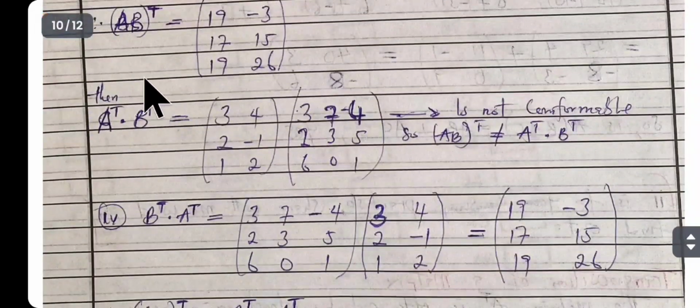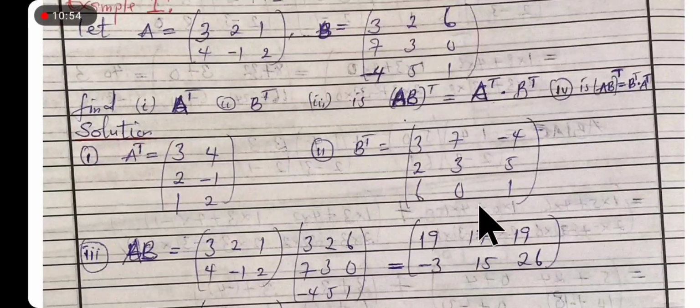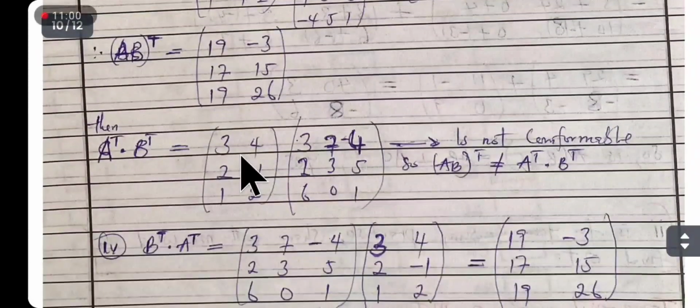Then if you are looking for the multiplication of the transposes of each of these matrices, first of all, we have already found the transpose of A and the transpose of B. The transpose of A is this, and the transpose of B is this. So we want to multiply this and this together now. And that is what we have here. Now, look at it. It's not conformable. So the transpose of AB is not equal to A transpose times B transpose.